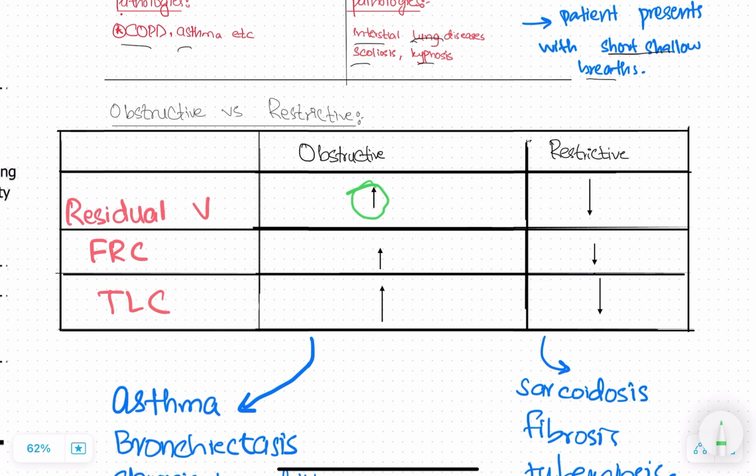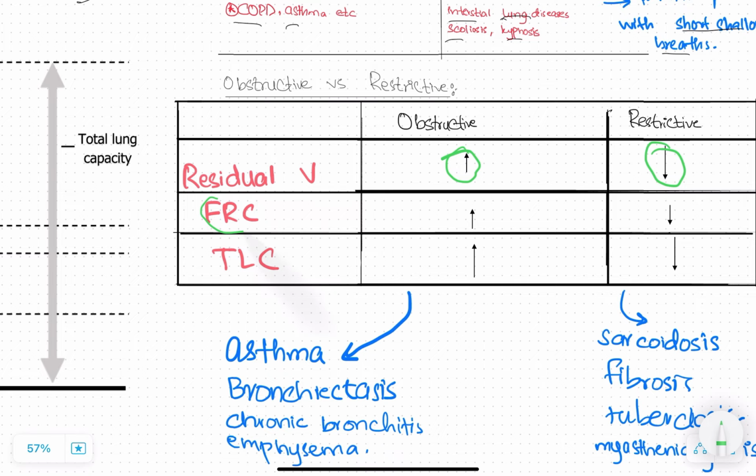So in the restrictive lung diseases, it makes sense that the residual volume decreases because, as we had discussed earlier, there is a decrease in the lung compliance and the patient cannot get air into the lungs. So next is the functional residual capacity.